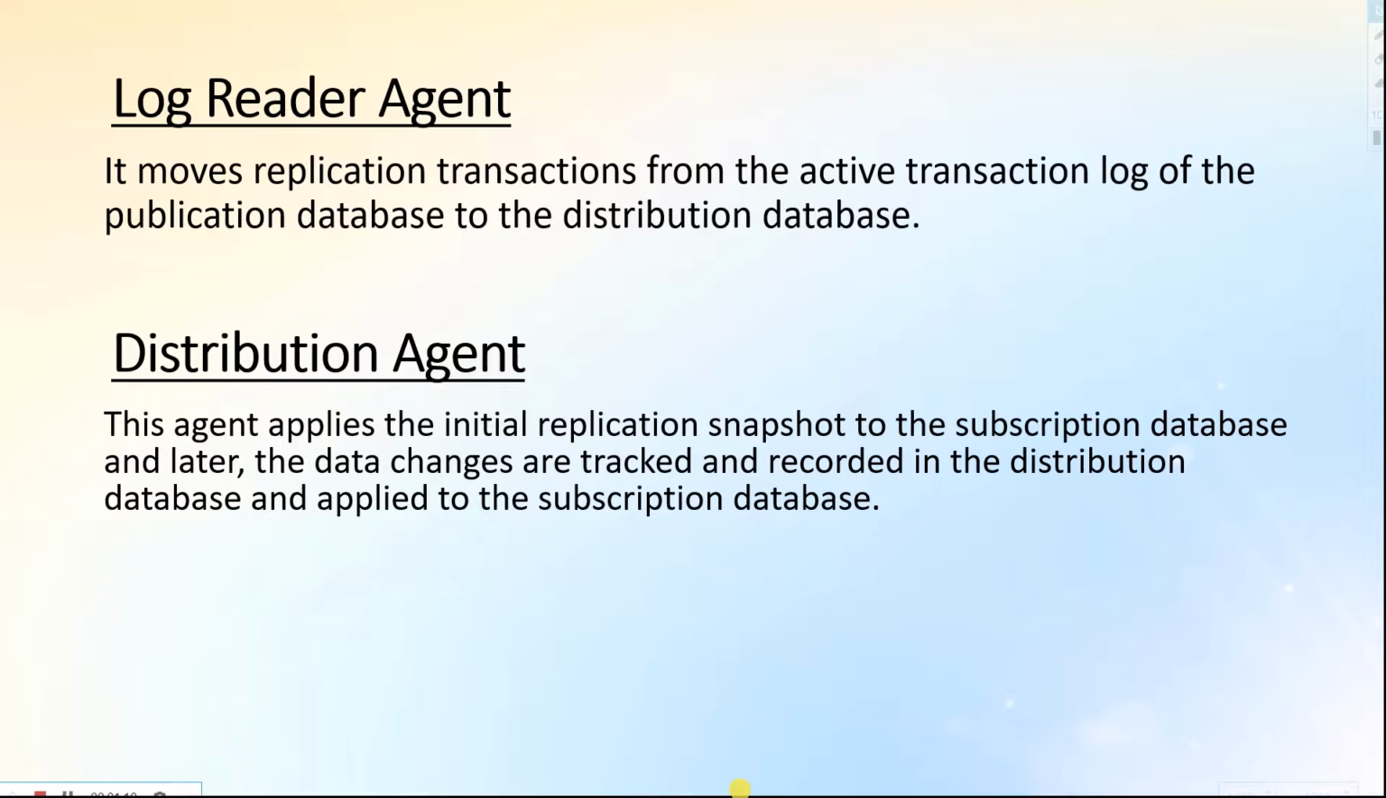and apply them to the subscription database. In order to replicate a table or data from publisher to subscriber, we need to have a primary key on each and every table. Otherwise, transactional replication is not possible.